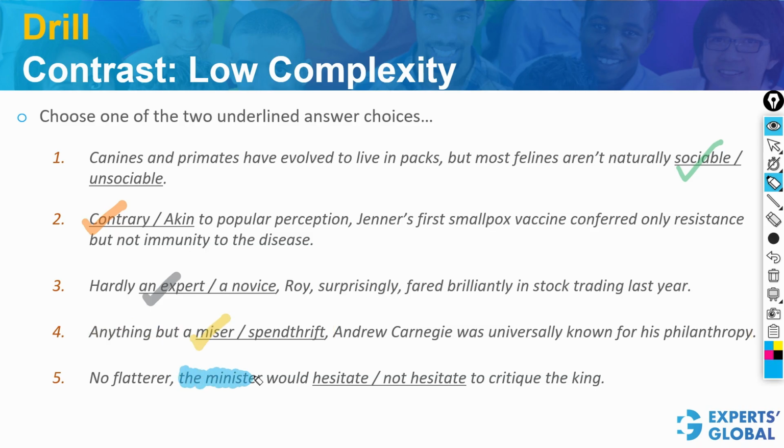The minister here is not a flatterer. Therefore, he is likely to critique the king. We need likely, therefore, not hesitate is going to be the correct answer choice. So these are the 5 correct answers. I hope you got all 5 correct. If not, don't worry. Just grab your learning and move on.